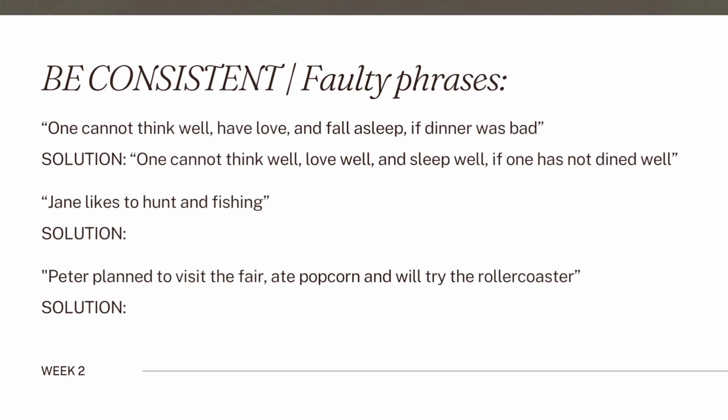Jane likes to hunt and fishing. So as we can see here, there is no parallelism between the verbs to hunt and fishing. So there are two ways to solve this sentence. We can either change it to Jane likes to hunt and to fish, or Jane likes hunting and fishing.